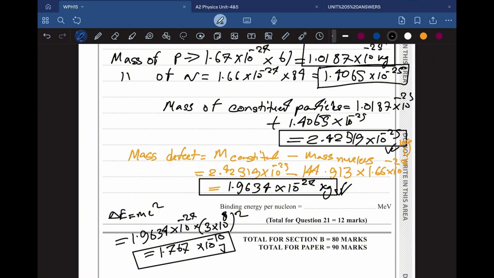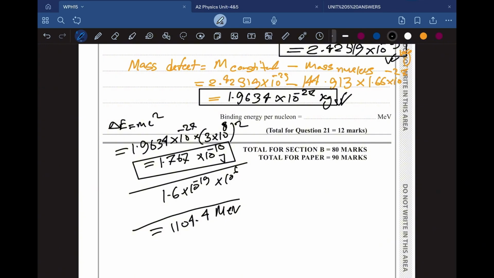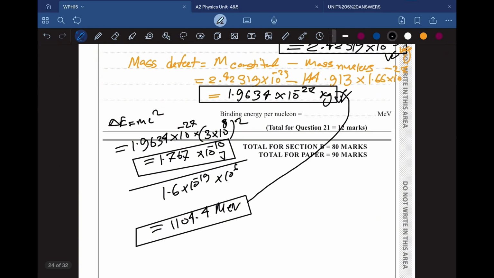Now this joule needs to be converted into mega electron volt. So to convert this joule into mega electron volt, we will divide it by 1.6 × 10^-19 × 10^6. This will convert it into mega electron volt. This conversion is very important. Make sure you know this conversion. This is the mass defect in mega electron volt. This mass defect in kg is converted into mega electron volt.